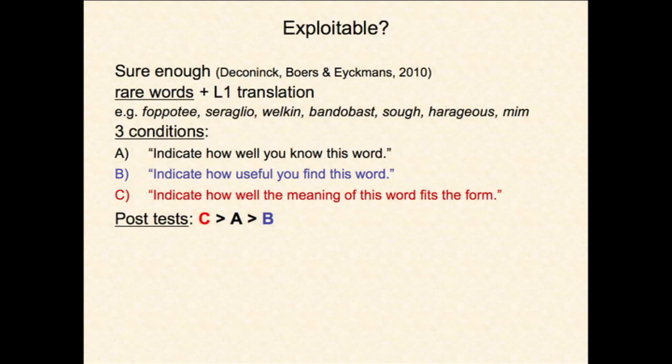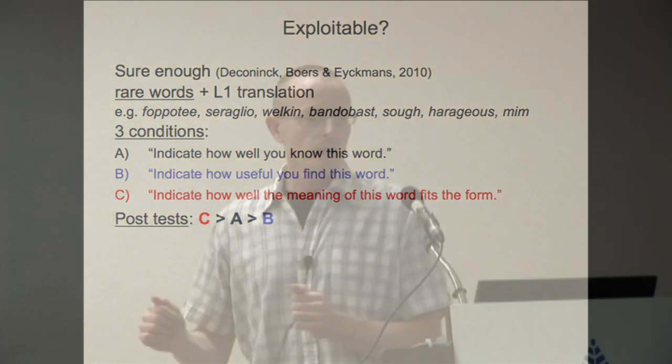Maybe not. The Seraglio is a palace. Yeah. One of those words means idiot. Can you guess? The foppity, yeah, okay. Right. Now, anyway, the students were given the meanings of those words, and they were split up into three groups. And they had to indicate on a Likert scale to what extent those three statements applied.